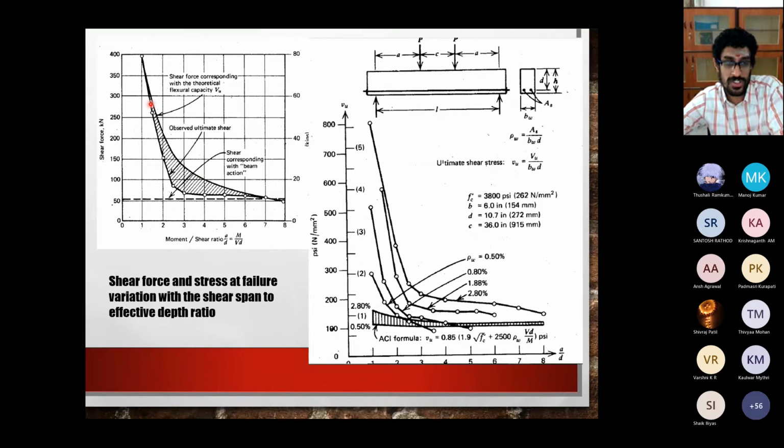And of course, it depends on the grade of the beam and on other conditions. These will not be specific values. You have a small band within which these will be relevant. Okay, and the same thing is also shown here. This is shear force and stress at failure variation with the shear span to depth ratio. That is this picture.